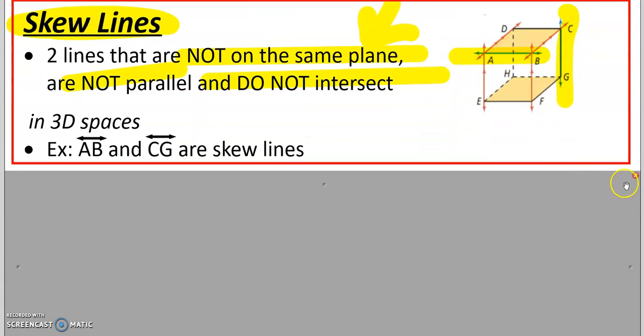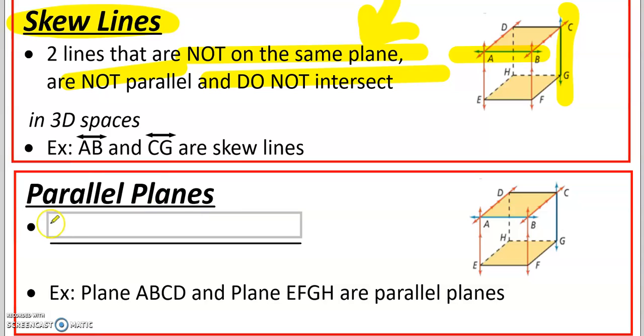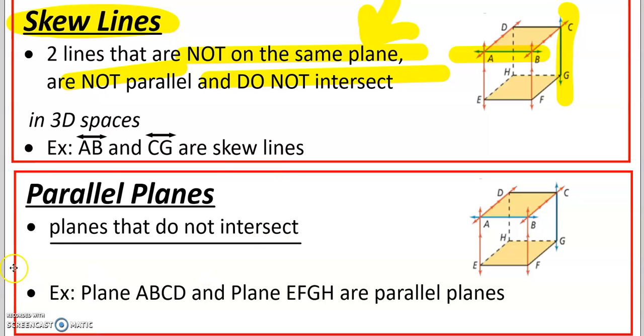Okay, and the last vocab word we're going to talk about is parallel planes. Parallel planes are very similar to parallel lines. They are planes that do not intersect.